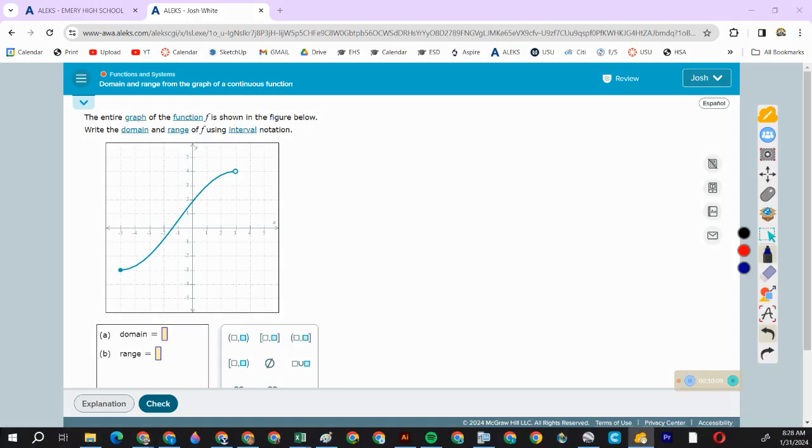Okay. What people are part of this function? Everybody from person -5 all the way up to person 3. So my domain is going to be what? Bracket -5, good. Three with a parenthesis. Does everybody understand that?